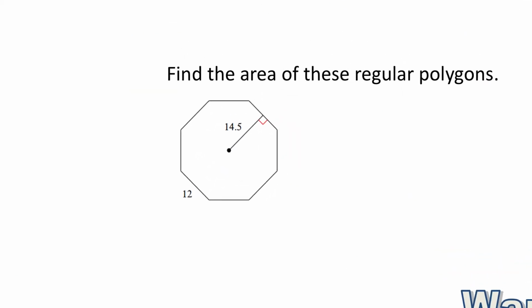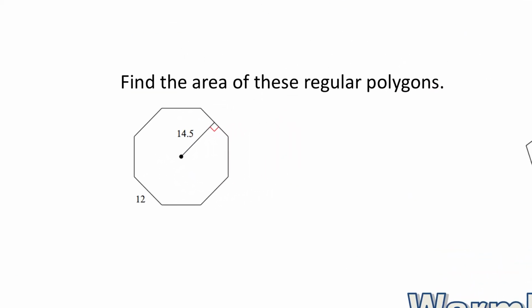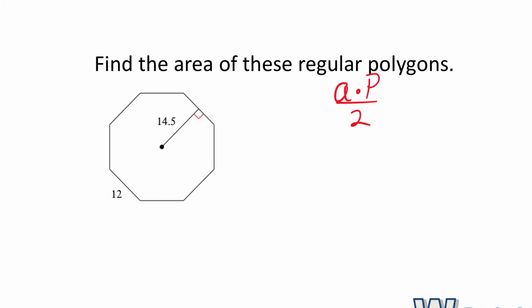How do we find the area of a regular polygon? A times P divided by 2. Very good. The apothem times the perimeter divided by 2. So how long is the apothem of this octagon? 14.5. 14.5 times, what would the perimeter be? 96. It'd be 12 plus 12 plus 12 plus 12 plus 12 plus 12 plus 12 plus 12, which is 96, divided by 2. So we have the apothem times the perimeter divided by 2. What does that give you?